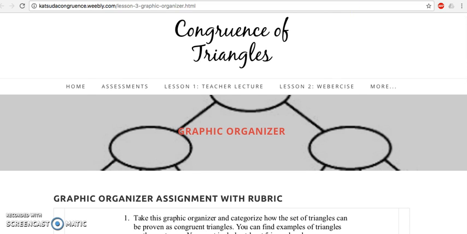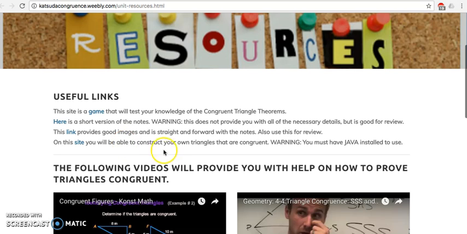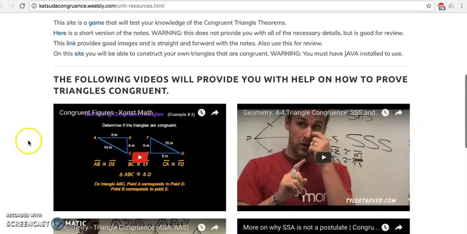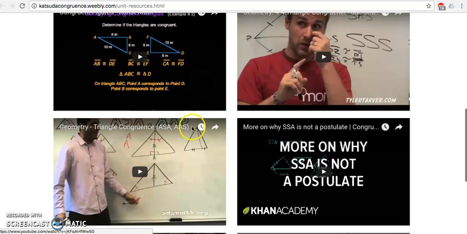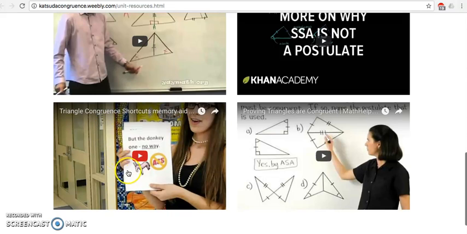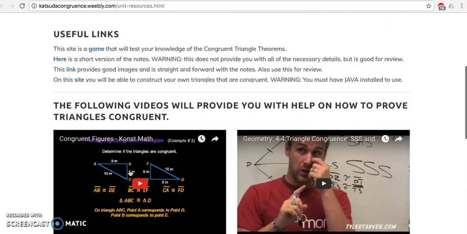Next, we have some unit resources. So first I provided a game and also some notes, good images, and being able to construct triangles that are congruent as well. So this one, though, they need to have Java installed, and I gave a little warning as well. And then these are some videos. Some provide specific ones like ASA, AAS, and this one especially is just a little song, so that they can remember the different ways, because it gets really confusing with all of the different acronyms as well.